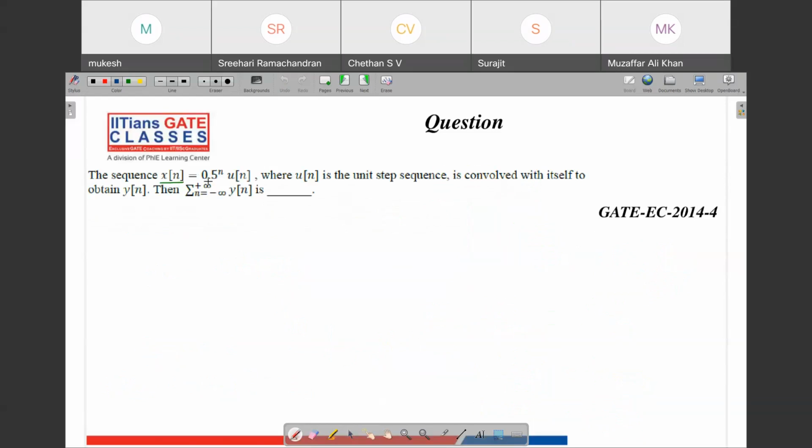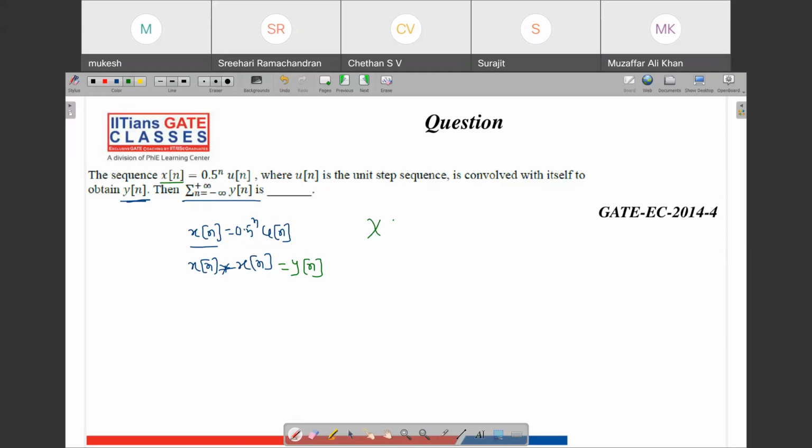So in this problem we have a sequence x of n, which is equal to 0.5 to the power n u of n. Okay, and here we are convolving this signal with itself. We are doing the convolution of x of n with itself and finding a new signal y of n, and we need to find out what is the summation of this thing. Okay, so if you go for the direct calculation of this y of n and then do the summation, it is going to be pretty lengthy.